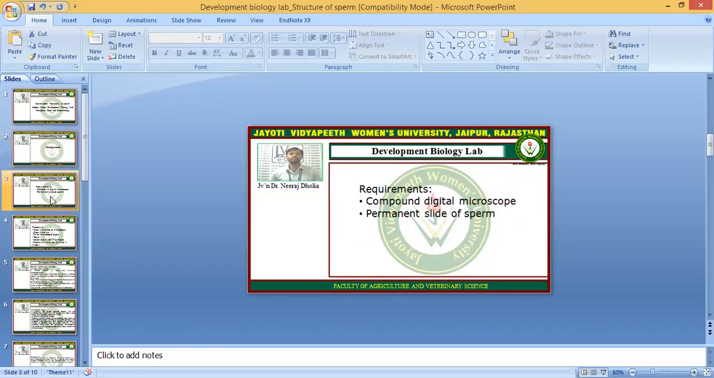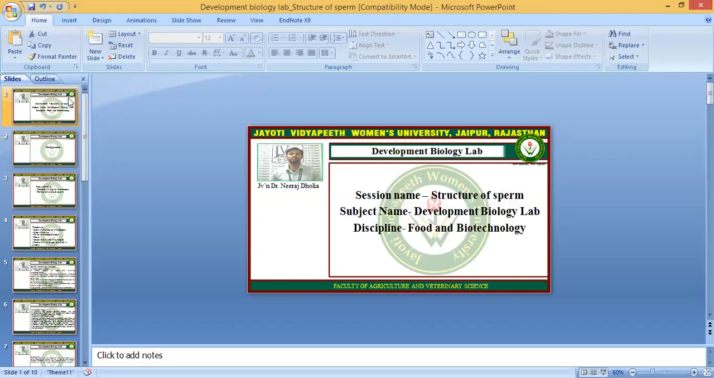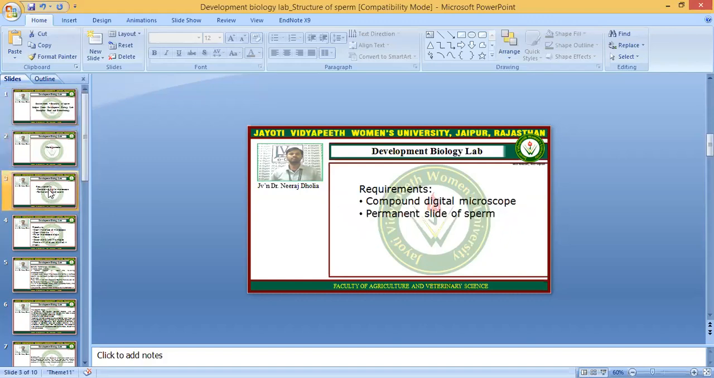To study the structure of sperm, you need a compound digital microscope. The digital microscope is needed for your results. You will take the images and put them as a result. And another thing, you need the permanent slides of the sperm, maybe of mice or maybe of human. Along with these things, you need tissue papers to clean the slides, the stage and the lenses of the microscope.